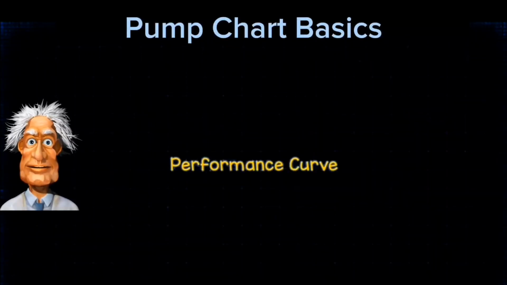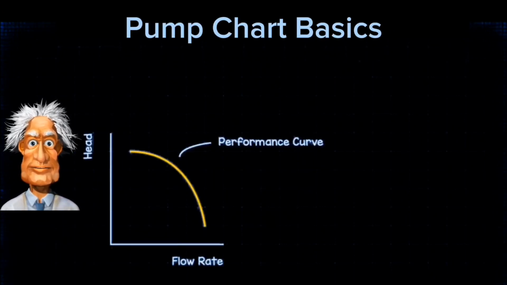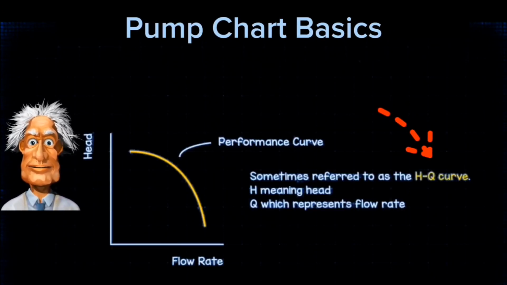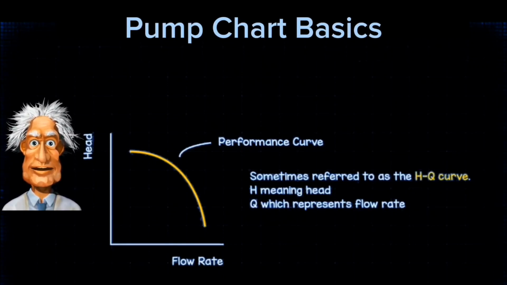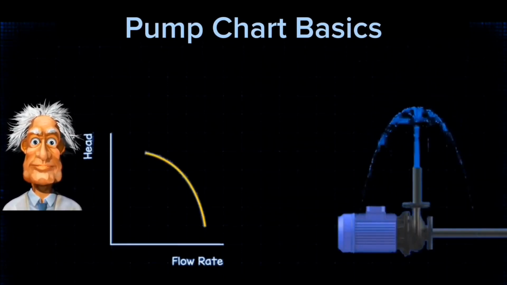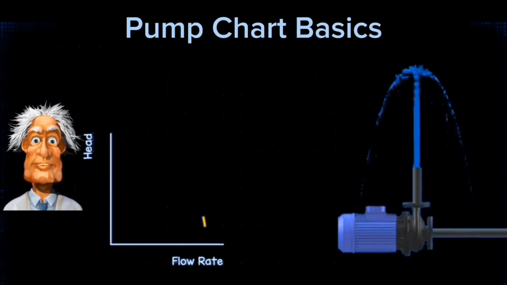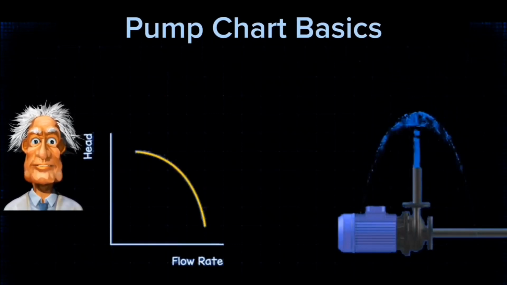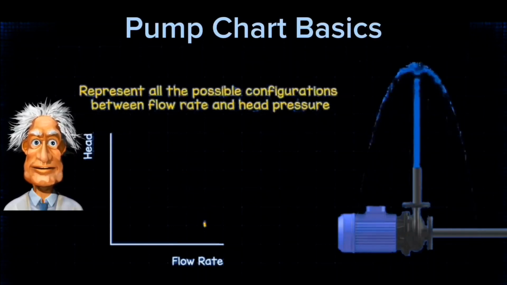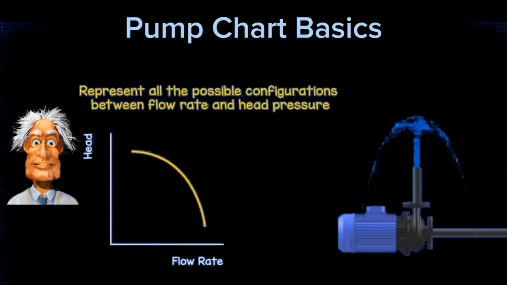Performance curve. This is sometimes referred to as the HQ curve, H meaning head and Q, which represents flow rate. The manufacturer will test each pump to obtain the performance data and then plot this on the graph. This will represent all the possible configurations between flow rate and head pressure, and we use this to check whether a pump will suit our needs.